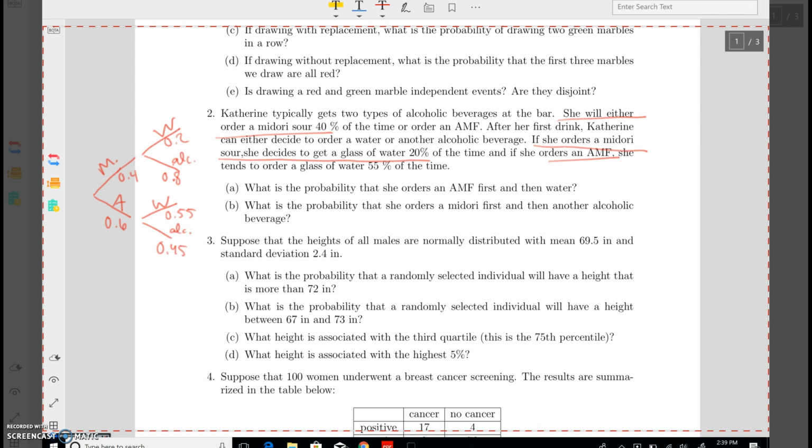Does everybody see what I did? So when there's a lot of things going on, what I would suggest is try to do some sort of tree diagram, because that's going to really, really help you. Then I'm pretty sure you can do this problem.